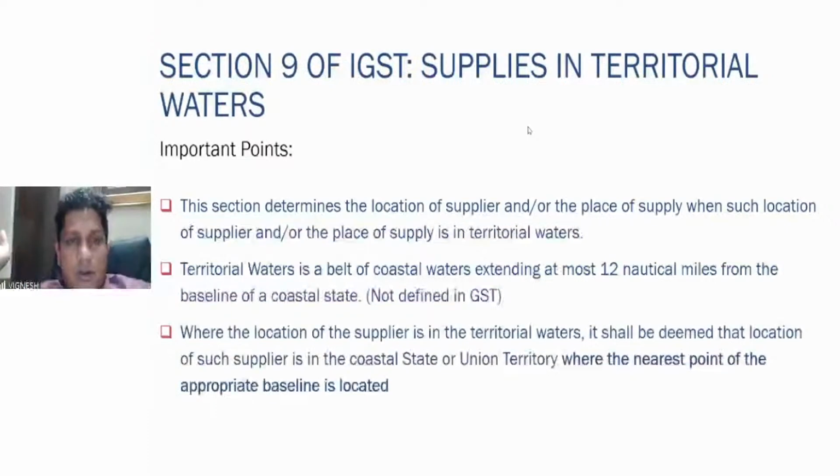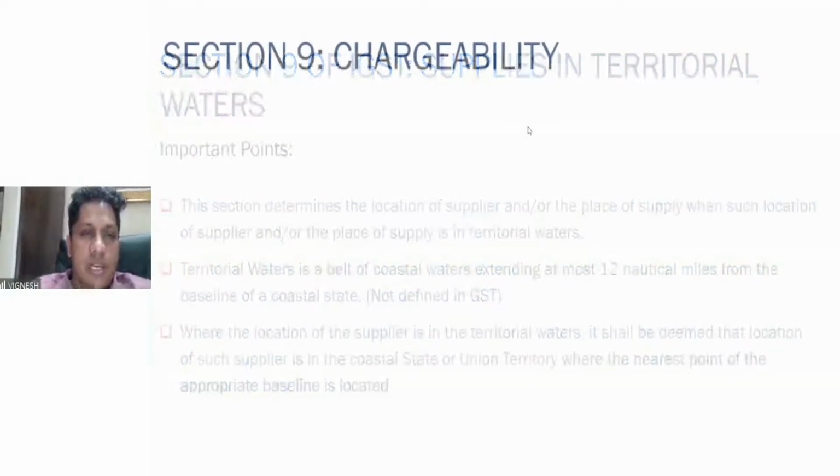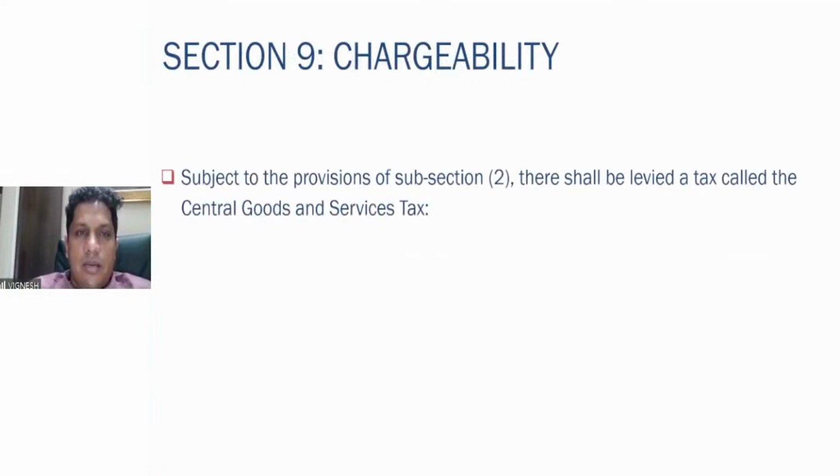So what is this territorial waters? Just for further understanding, it determines the location of supplier and the place of supply, where the location of supplier and the place of supply are in the territorial waters. What is territorial waters? A belt of coastal waters extending up to 12 nautical miles from the baseline of the coastal state. Again, territorial waters is covered in great detail in customs. It's not defined anywhere in GST. So if the location of supplier is in the ship in the territorial waters, then the place of supply shall be the nearest coastal state or union territory where the nearest point of the appropriate baseline is located, right?